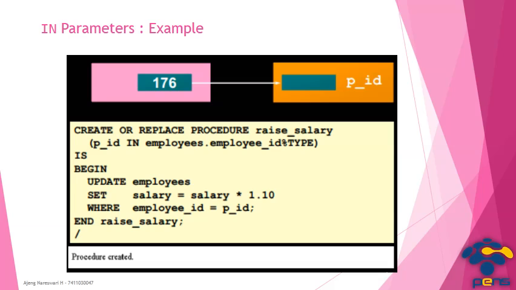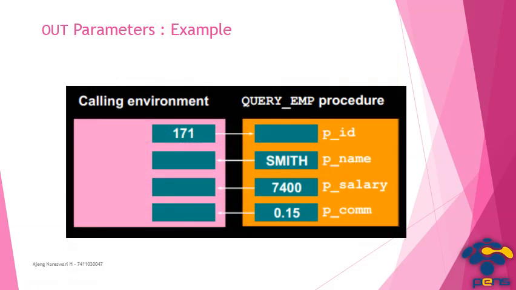IN parameters, the example is the code below. This is the picture of an example of IN parameters. CREATE OR REPLACE PROCEDURE raise_salary (p_id IN employees.employee_id%TYPE) IS BEGIN UPDATE employees SET salary = salary * 1.10 WHERE employee_id = p_id; END raise_salary; and don't forget to put the slash in the code for executing the code. And then OUT parameters.